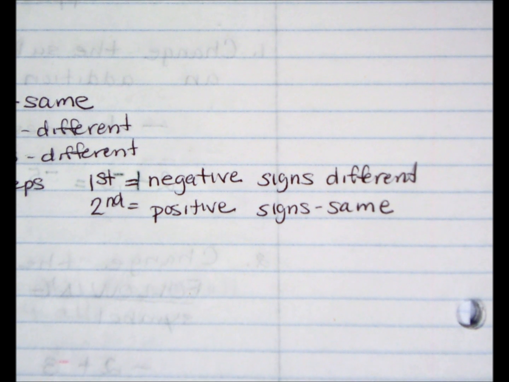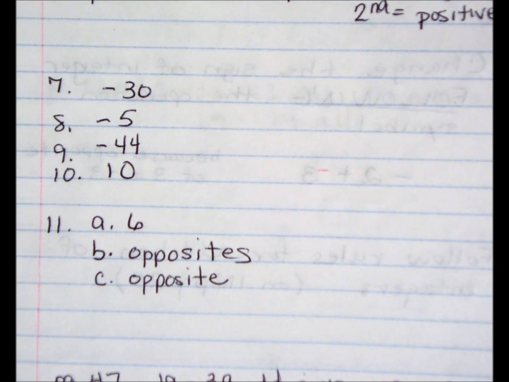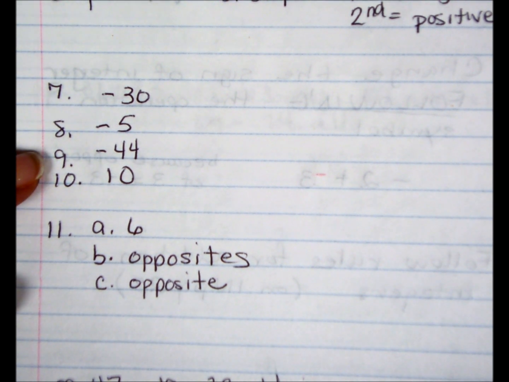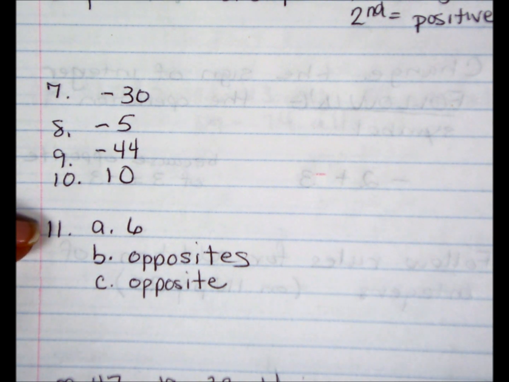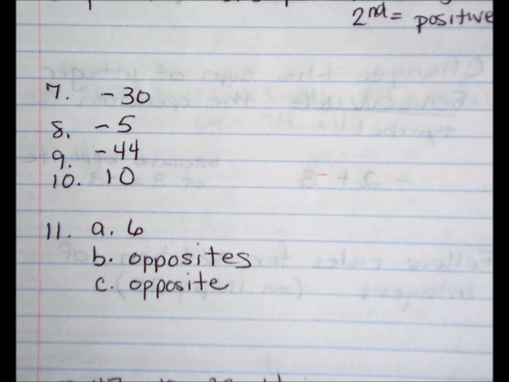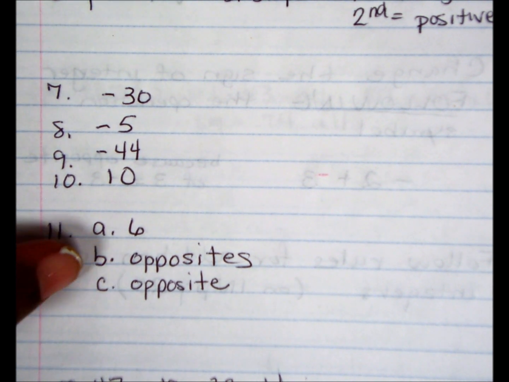In the next section, it simply asks you to simplify them. The signs were different, so you got a negative 30. The signs were different, so you got a negative 5. The signs were different, so you got a negative 44. And when the signs were the same, you got a positive 10. Now 11 asks you to do some thinking, and it asks what the product of negative 6 and negative 1 would be, and of course that would be 6. And the relationship between 6 and negative 6 is that they're opposites.